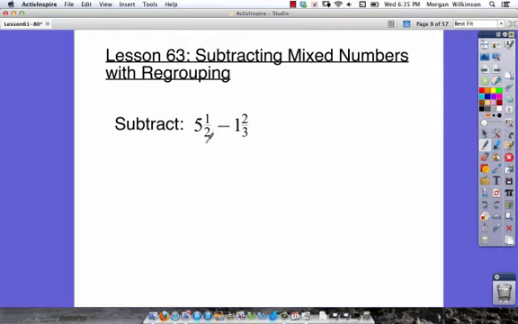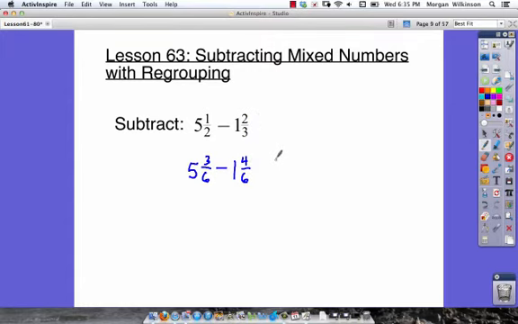If we skip count, we'd have 2, 4, 6, 8. We'd have 3, 6, 9, 12, 6. Hopefully you heard the 6 both times as our least common multiple. So we're going to rewrite. We're going to get 5 and 3/6, because 3 is half of 6, just like 1 is half of 2, minus 1 and 4/6, because we double both numbers in order to get 6.